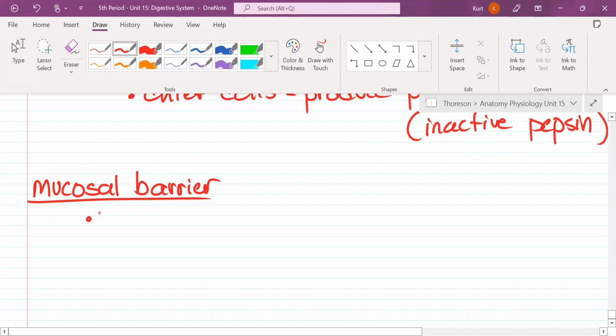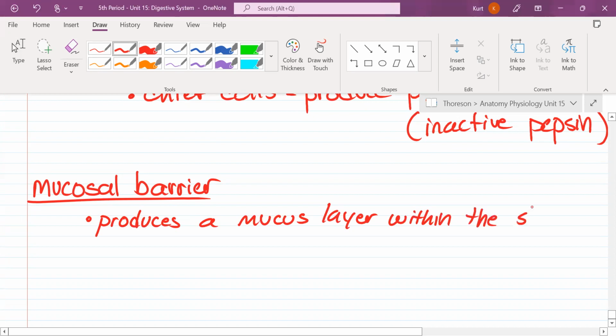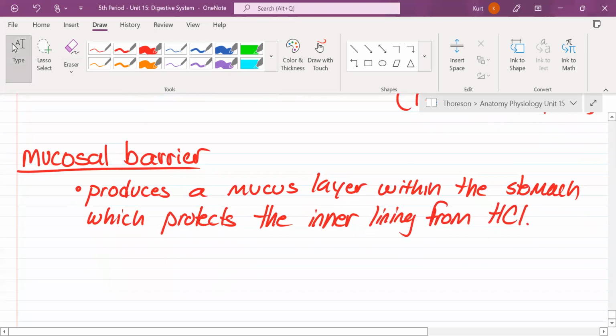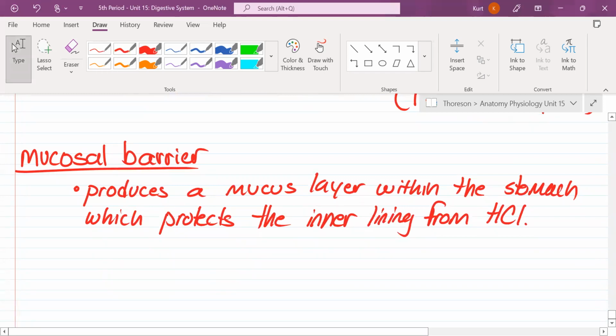All right. Your mucosal barrier. It produces a mucus layer within the stomach, which protects the inner lining from HCl. The reason why your stomach doesn't suffer the same fate that your throat and your mouth might when you throw up and you feel that burning of the acid is that you have a mucous membrane that protects your stomach from the acid. Your esophagus and your mouth does not have this mucous membrane, and that's what can cause the burning.